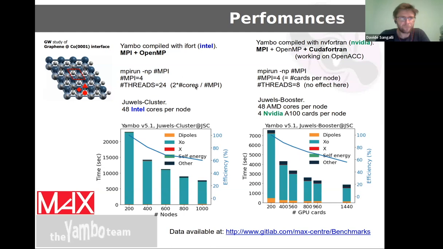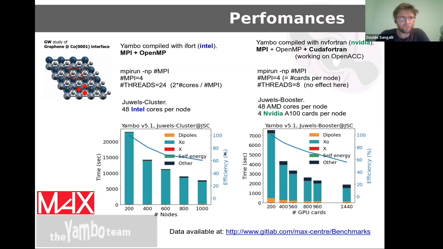Now, as far as the user is concerned, it doesn't change much, in the sense that in both cases you run Yambo with mpirun -np. You can eventually specify the number of threads, which is important when you run on cores. It is not much important when you run on GPUs. And instead, the offloading of the data and of the simulation on the NVIDIA cards is done automatically once the code is compiled with the NVIDIA compiler, which is something you already find when you log in on an HPC machine.